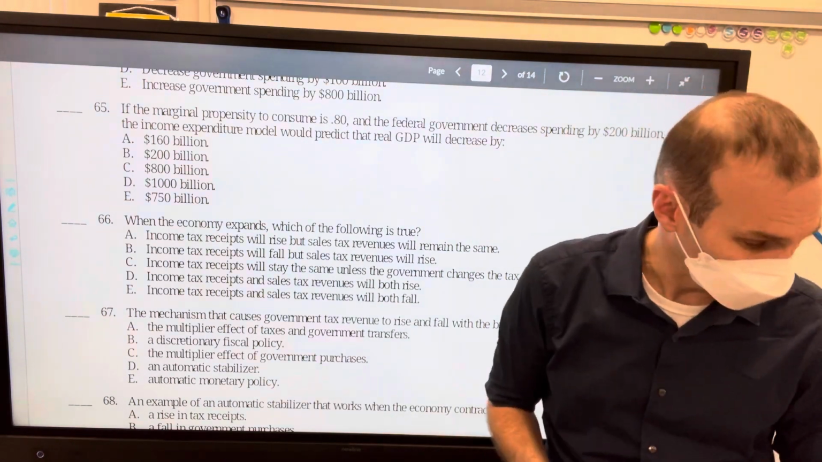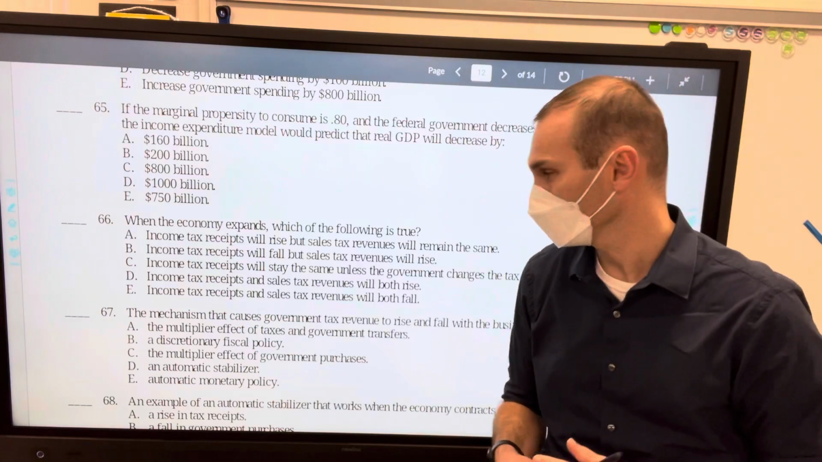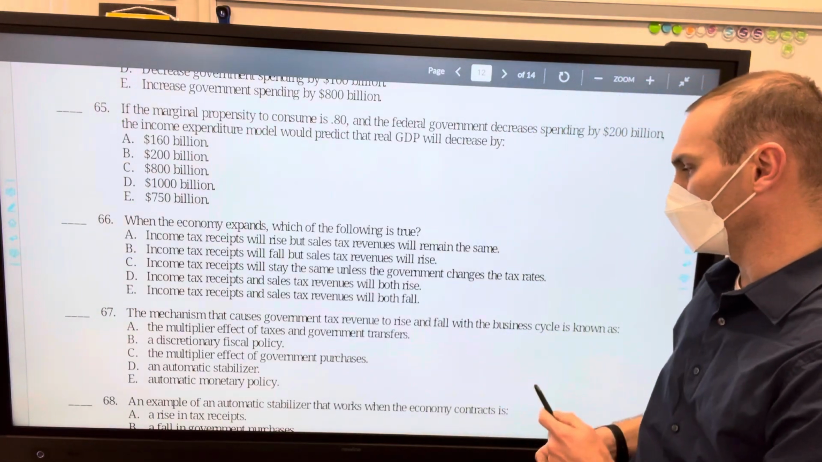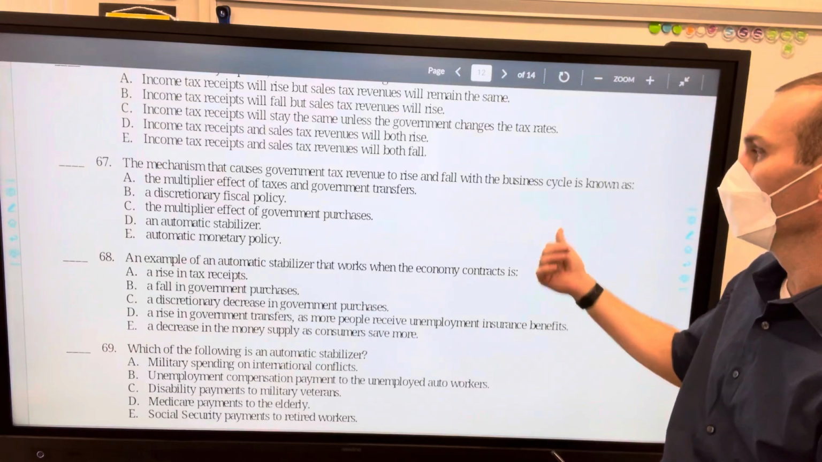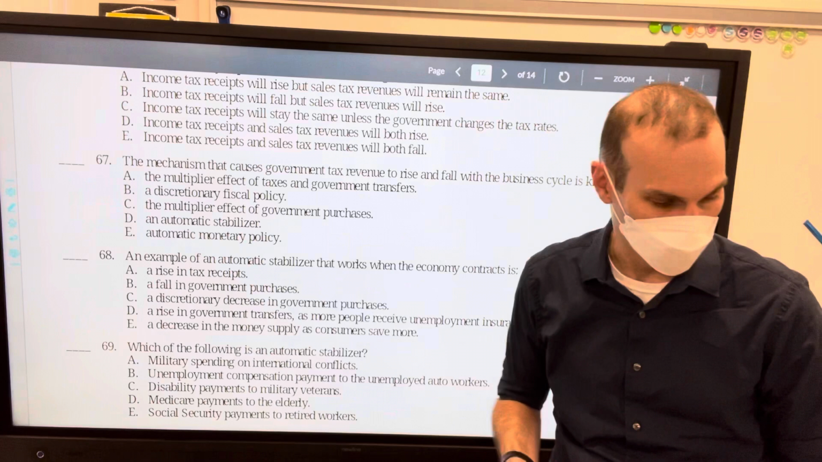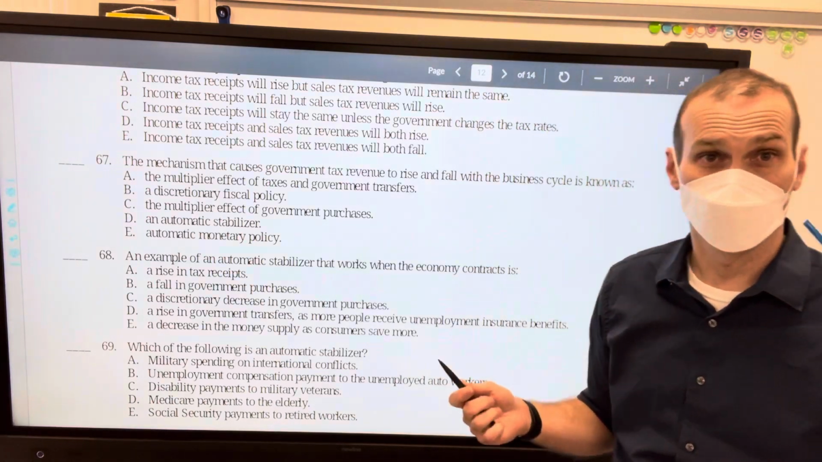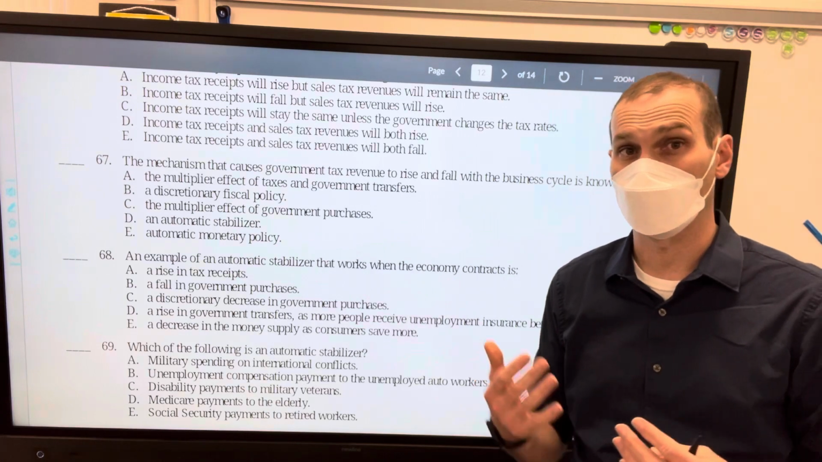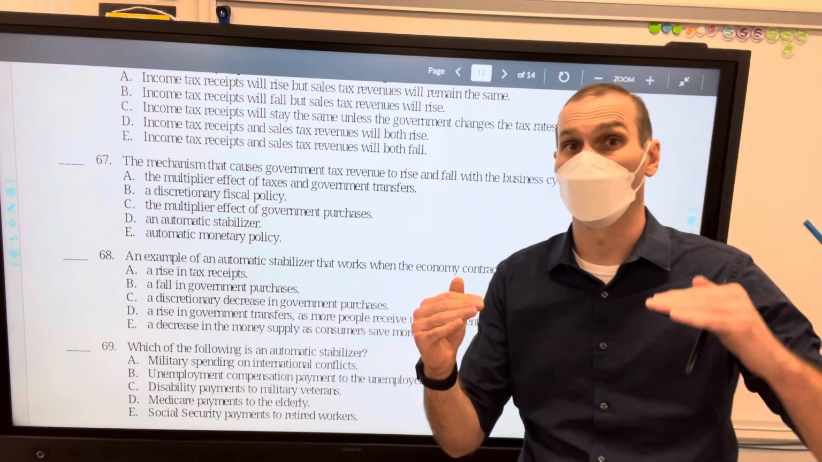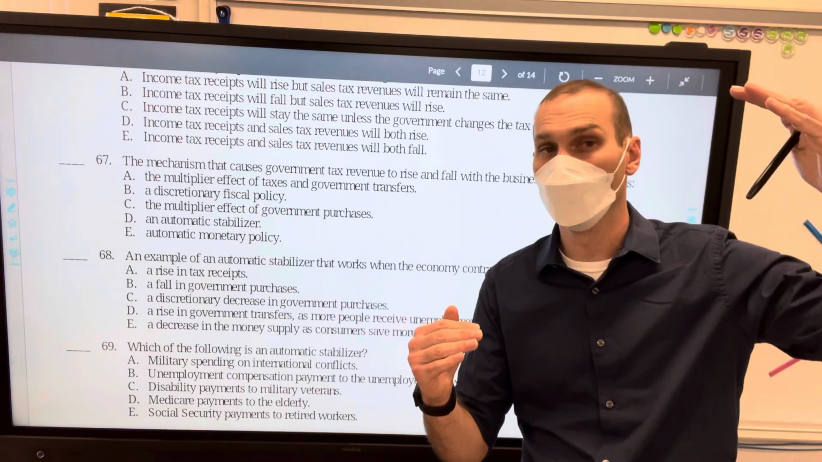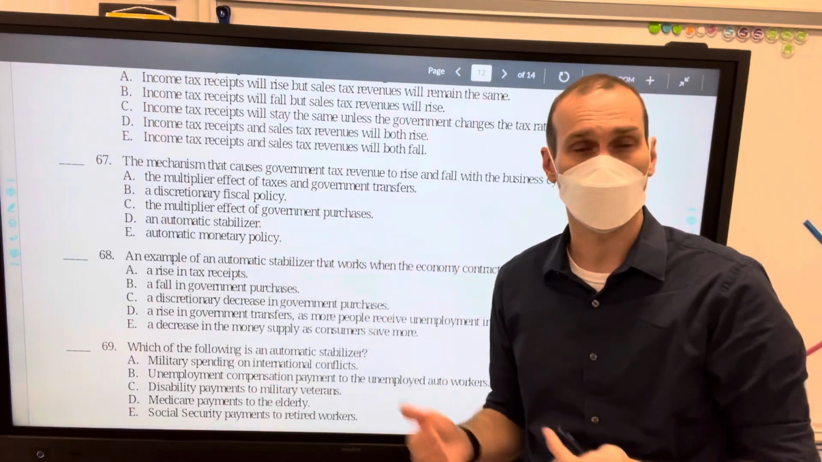All right, and the last one, 67. 67 says the mechanism that causes government tax revenue to rise and fall with the business cycle is known as, that's a good one. But it's a definition of what I just said. That's an automatic stabilizer. Remember, automatic stabilizers can be taxes, as in when the economy's good and people are buying more things and richer and working more and less unemployment, more money will come in from taxes.